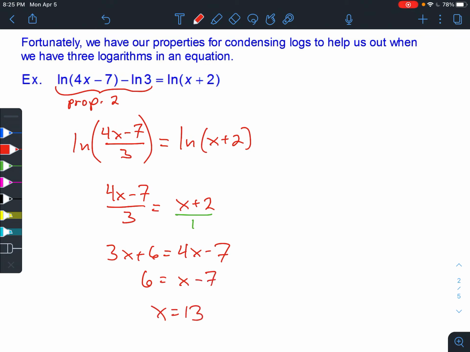Now again, before I circle that and call it a final answer, I look at that 13 back in the original. And if I take 4 times 13 minus 7, well, that's not going to be negative. And 3 is just 3, so the second log doesn't matter. And then log of 13 plus 2, I'm pretty sure that's not negative either. So basically we can check that as a good solution and move on with our life. Of course we could plug that in and actually work out both sides to check, but I'm sure nobody's going to do that. But it would definitely work.